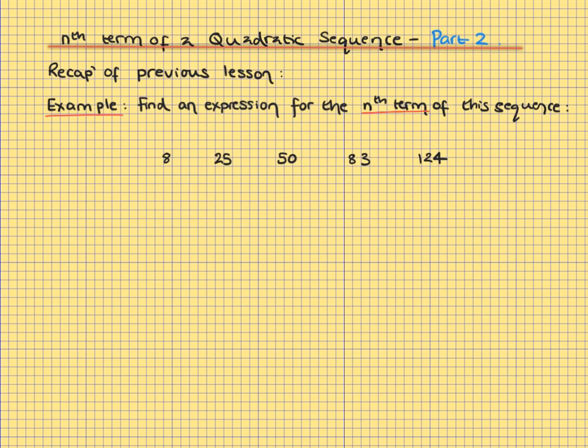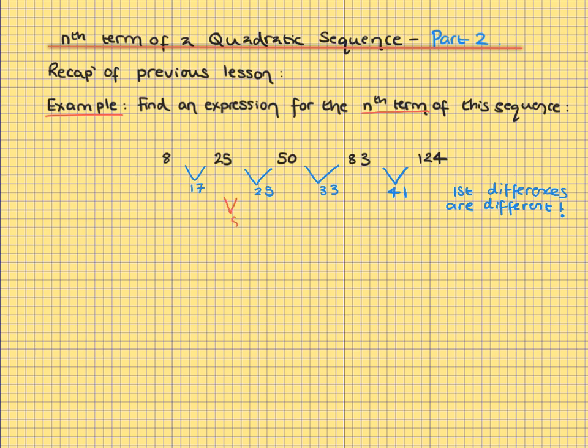So let's remind ourselves of what a quadratic sequence is first of all by looking at the differences between the terms. So 8 to 25, we can see that there is a difference of 17. 25 to 50, a difference of 25. 50 to 83, a difference of 33. And 83 to 124, a difference of 41. So we can see that the first layer of differences are different, and that instantly tells us that this is not a linear sequence.